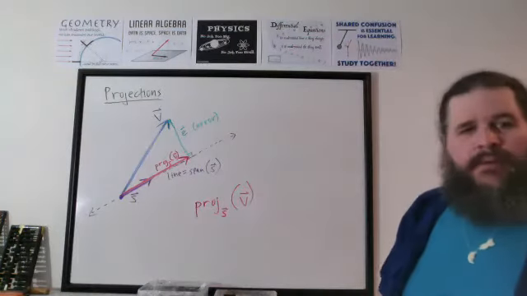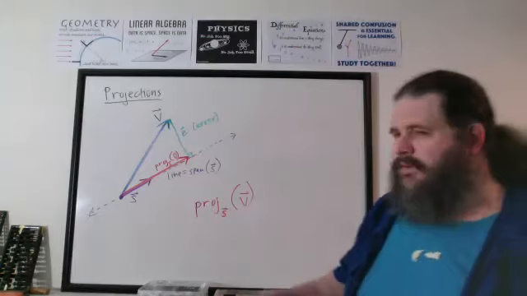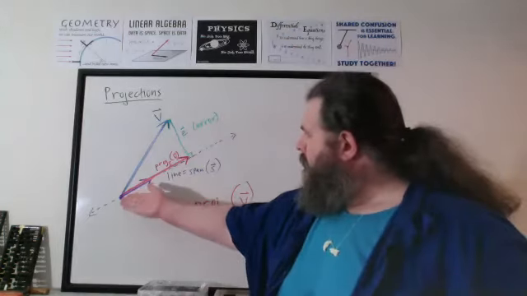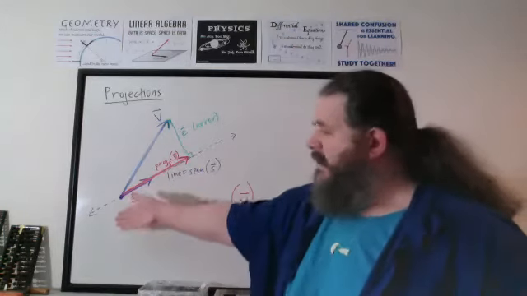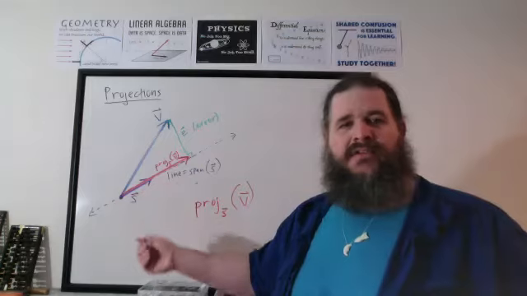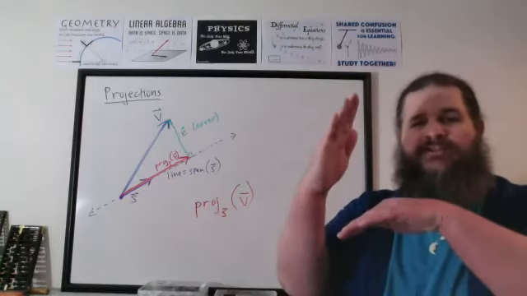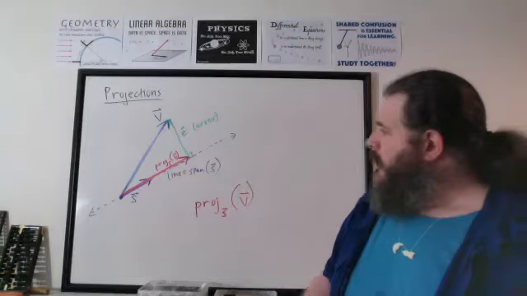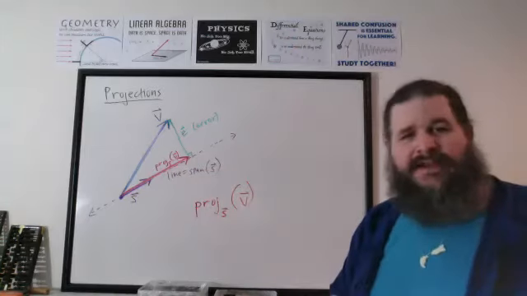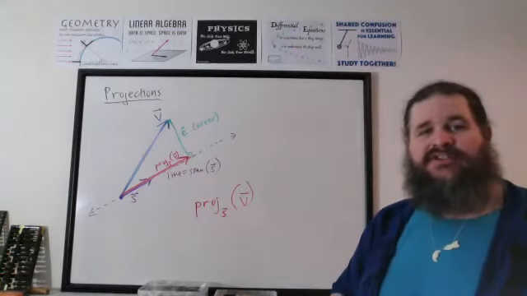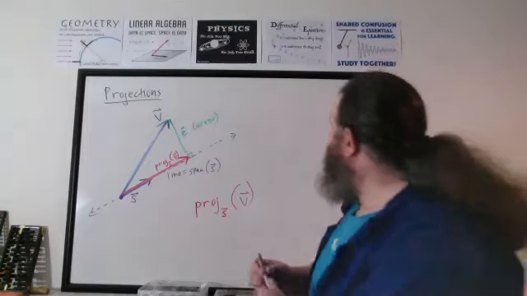All right, so let's see how we would actually calculate this. Let's say we know vector V and we know vector S. That's typically what we know in advance. We have some vector and we have some direction we want to flatten it onto. So we're trying to calculate the projection of V onto vector S, or onto the direction of S. And let me throw in some actual numbers there.